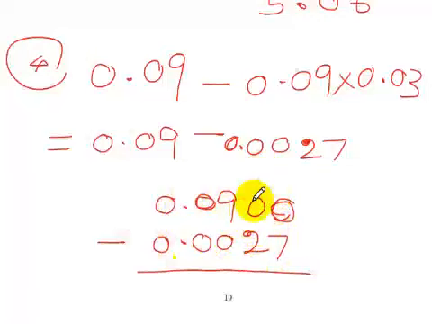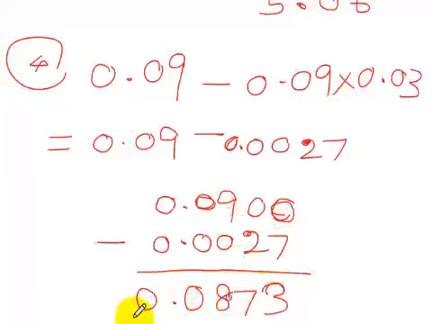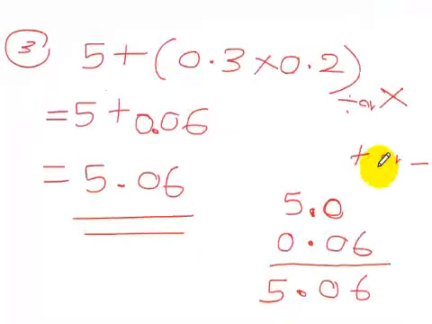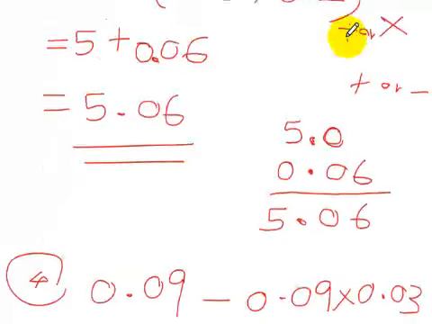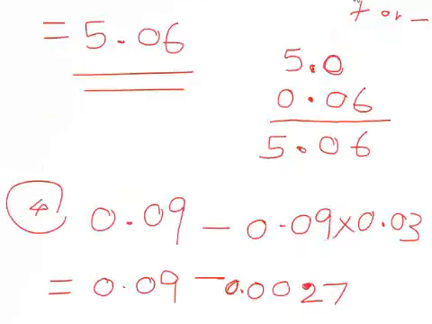So from 0 you can't deduct 7, so you take 1 from here. 10 minus 7, 3 here. When you give 1 to here, 9 here, 9 minus 2, 7, 8 remains here. So the answer is 0.0873. So I think you understood these problems, right? When you go through it, you can understand, right? In our next video clip, we will move to the dividing part.